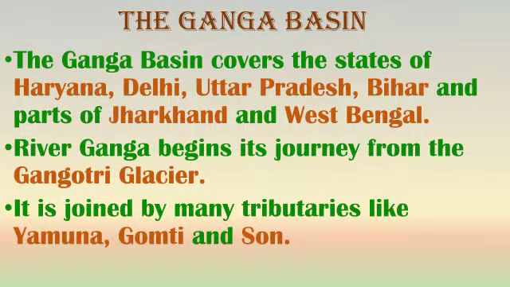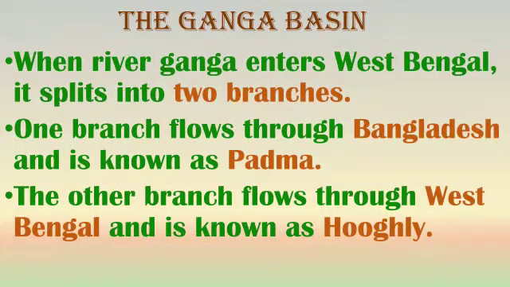The Ganga basin covers the states of Haryana, Delhi, Uttar Pradesh, Bihar, and parts of Jharkhand and West Bengal. River Ganga begins its journey from the Gangotri glacier. It is joined by many tributaries like Yamuna, Gomti, and Son. When river Ganga enters West Bengal, it splits into two branches. One branch flows through Bangladesh and is known as Padma. The other branch flows through West Bengal and is known as Hooghly.